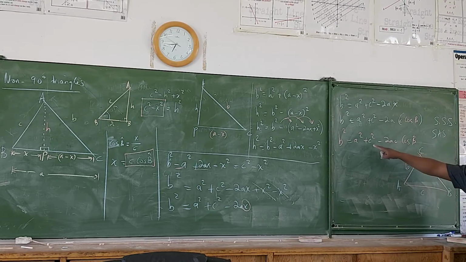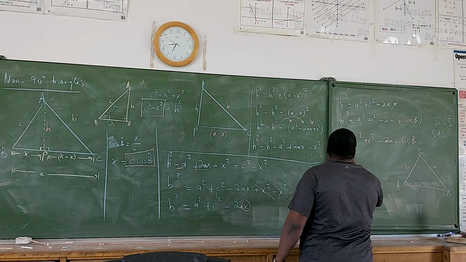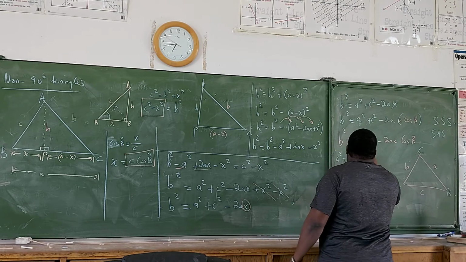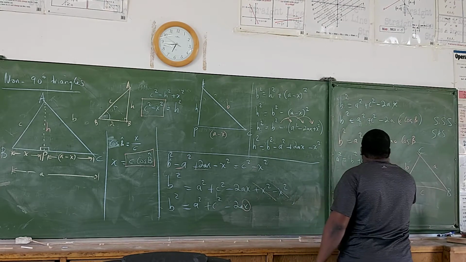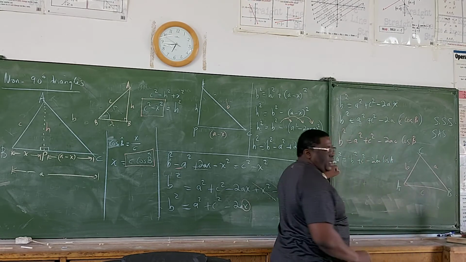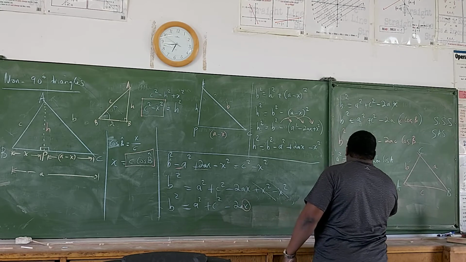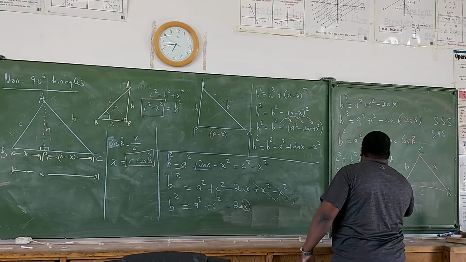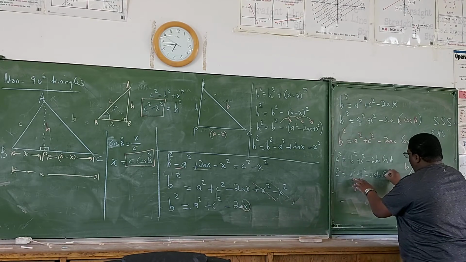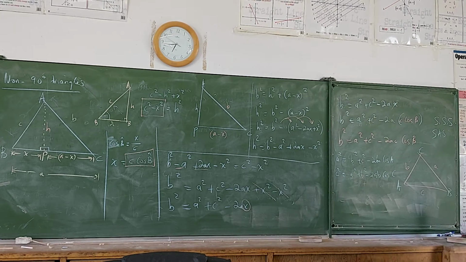So this formula, the b squared, the formula that I'm going to write now. So b squared is equal to that. So a squared will equal b squared plus c squared minus 2bc times the cos of what? A. Always like that. c squared equals a squared plus b squared minus 2ab, always, times the cos of what? C. This is the cosine rule.